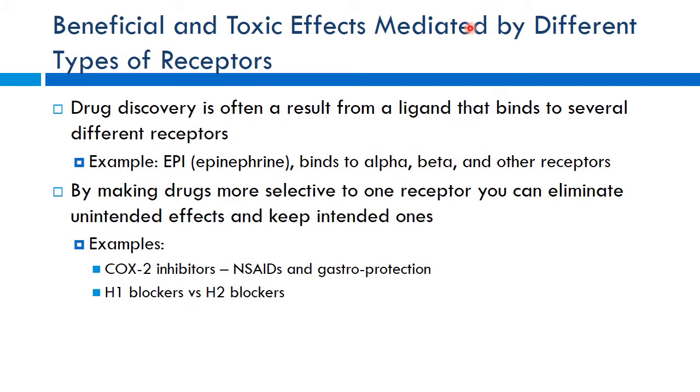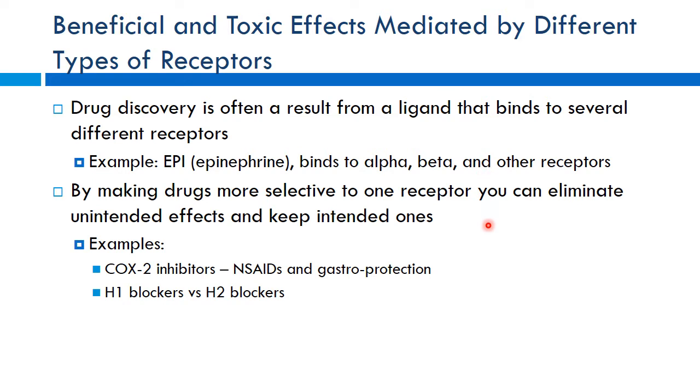Okay, so here we end up seeing toxic effects being mediated by different types of receptors as well. You'll have drugs like epinephrine, right? That can bind to several different types of receptors, like alpha, beta, and a few other receptors around the body as well. But by having drugs that are more selective, you can try to get just those therapeutic effects and avoid a lot of those toxic effects.